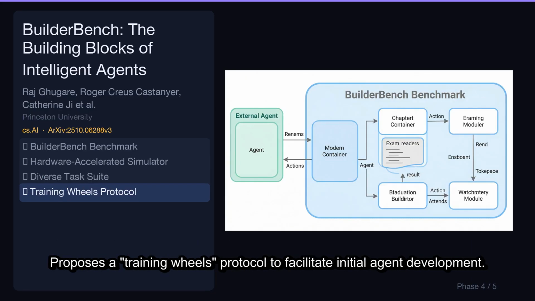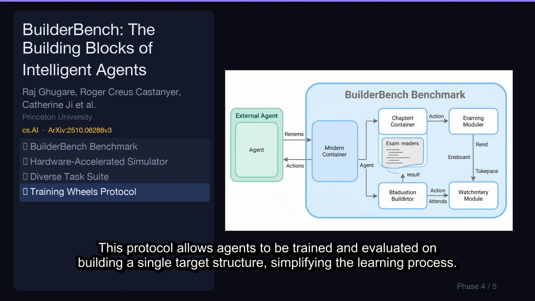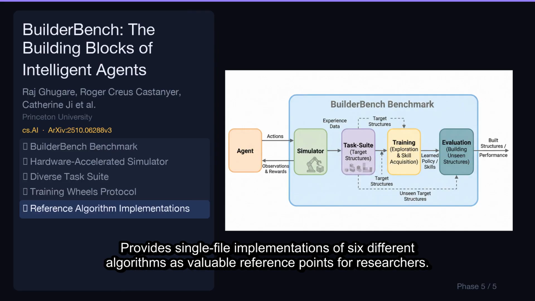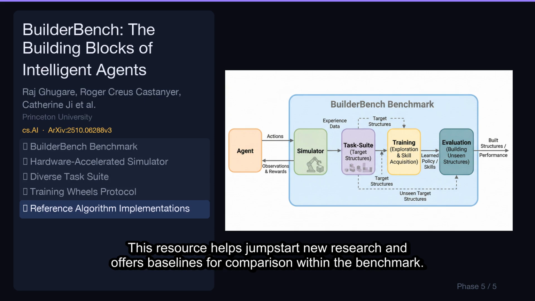Proposes a training wheels protocol to facilitate initial agent development. This protocol allows agents to be trained and evaluated on building a single target structure, simplifying the learning process. It provides single-file implementations of 6 different algorithms as valuable reference points for researchers. This resource helps jumpstart new research and offers baselines for comparison within a benchmark.